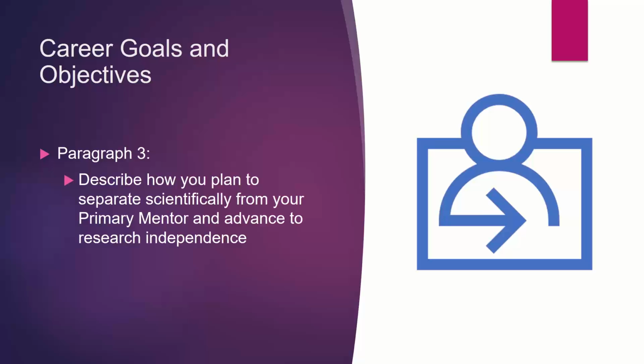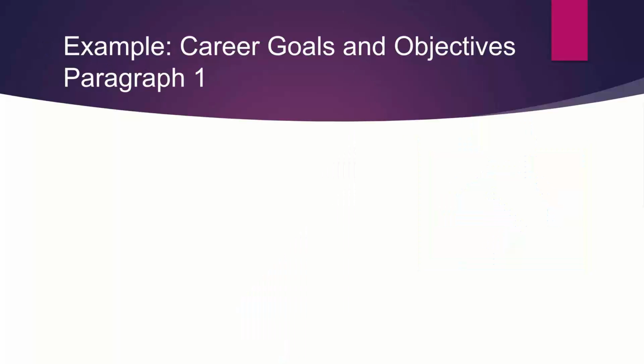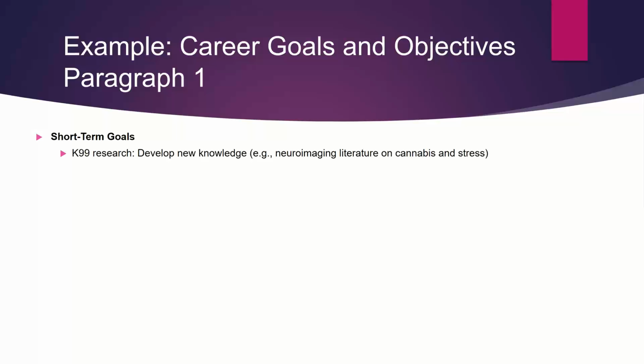For paragraph 3, you need to describe how you plan to separate scientifically from your primary mentor and advance to research independence. So let's go through an example of paragraphs 1 through 3. So I already gave you an example about my background and where I want to go. So now for this section, for my short-term goals, for K99 research, I want to develop new knowledge. So I want to understand the neuroimaging literature on cannabis and stress. For K99 training, I want to build communication and time management skills and obtain an assistant professor position.